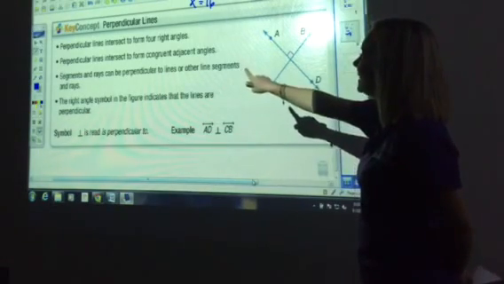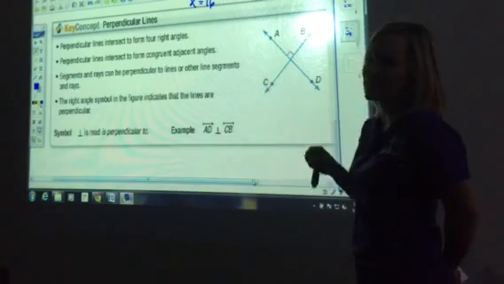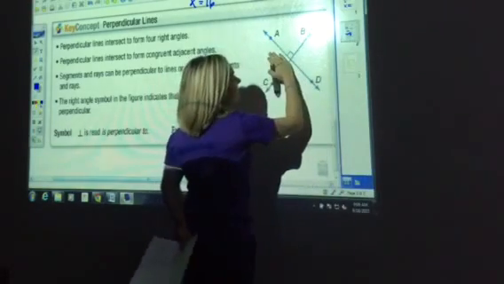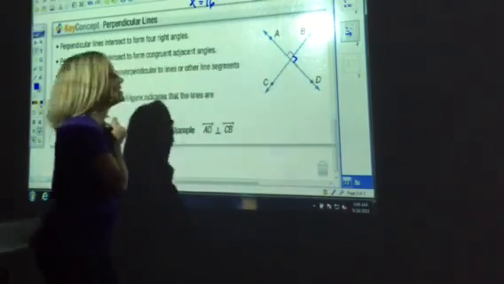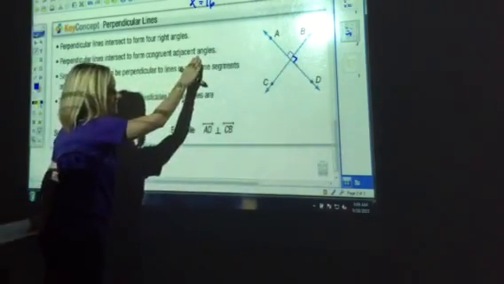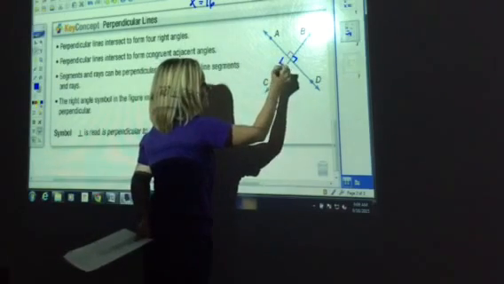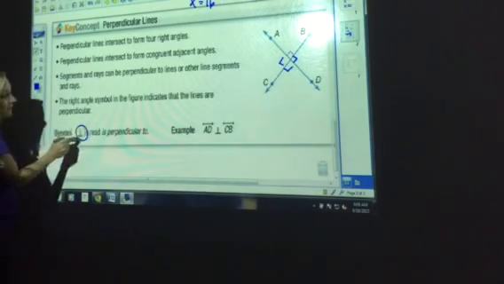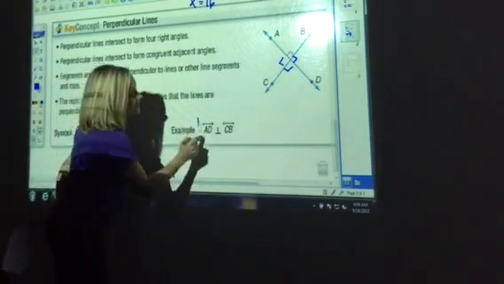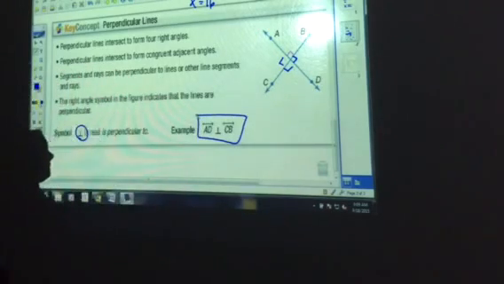It says perpendicular lines intersect to form congruent adjacent angles. So in other words, if you've got this linear pair here, and this is 90 degrees, then this one's also going to be 90 degrees. Those are congruent adjacent angles. Same thing over here, 90 degrees and 90 degrees. Segments and rays can be perpendicular to lines or other line segments and rays, and the right angle symbol in the figure indicates that the lines are perpendicular. Here is our symbol for perpendicular. So if I were to say this, I would say line AD is perpendicular to line CB.